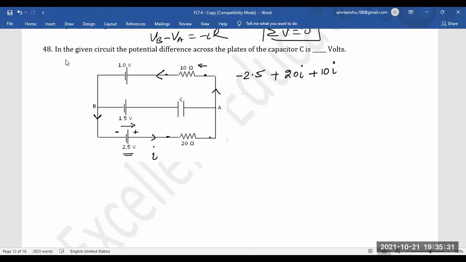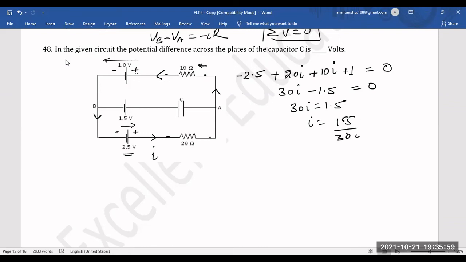V equals I into R. And when we are moving now here for this battery, we are encountering the positive terminal first and then the negative terminal, so it will be plus 1 volt. So this is going to be 0 as per Kirchhoff's law. So this will be 30I minus 1.5 is equal to 0. This gives 30I is equal to 1.5, I is equal to 1.5 upon 30, 0.05 amperes.